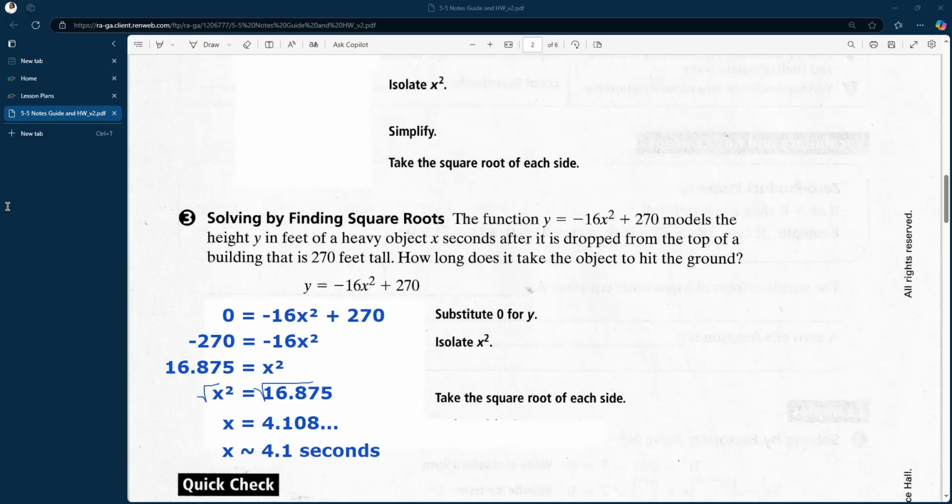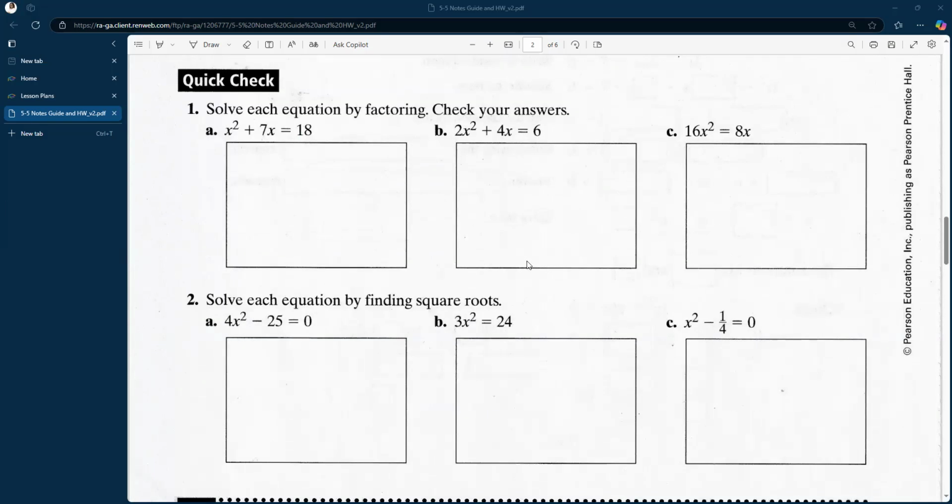For the quick check, take a few minutes and try these. Pause the video. Try your hand at solving. Solve the first 3 by factoring. Solve the next 3, the last 3, by square roots. I'm going to write the answers so you can check your work.